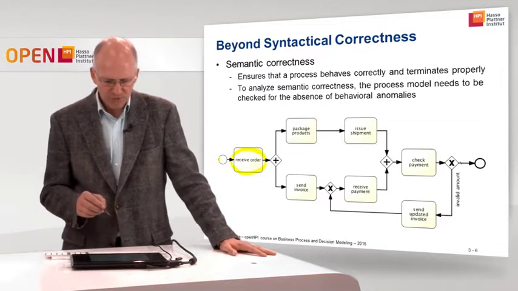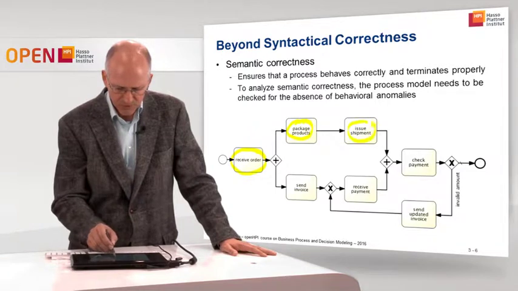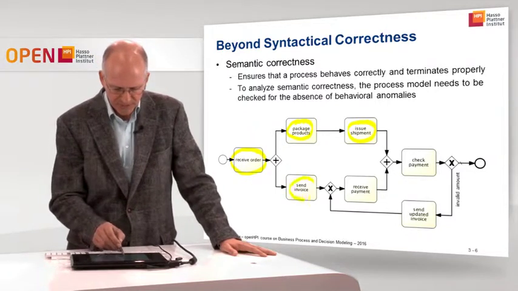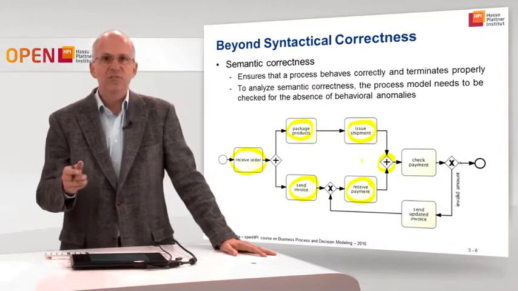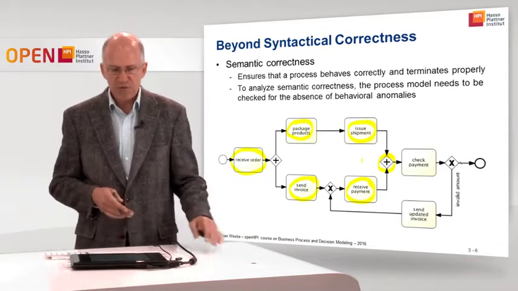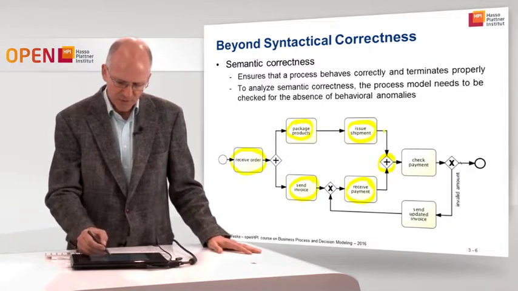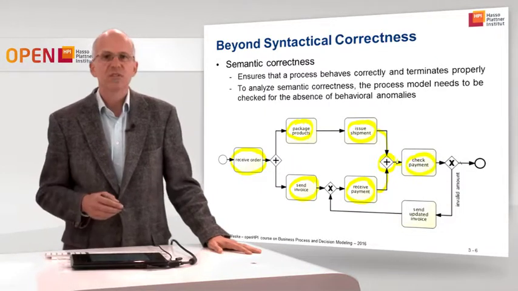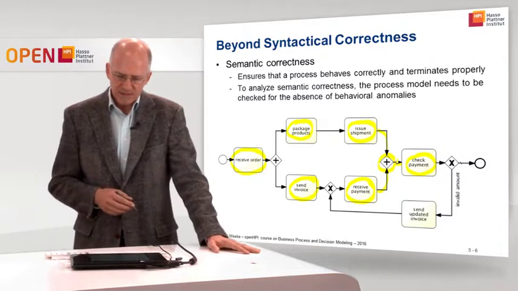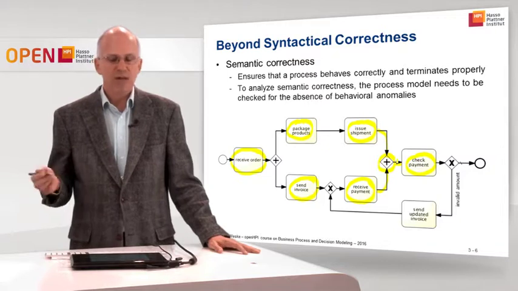Then we have concurrent branches, so we can package the products and issue the shipment concurrently to sending the invoice and receiving the payment. Only after these two branches have completed, we have the synchronizing behavior of the AND join here. And only if these two branches terminate, then the next activity can be started, which is checking the payment.